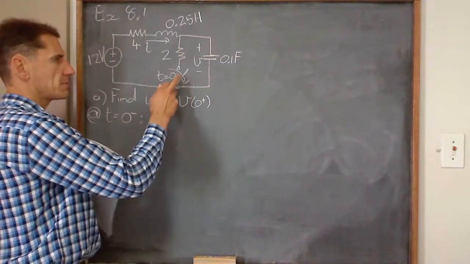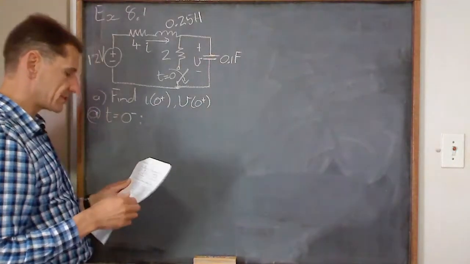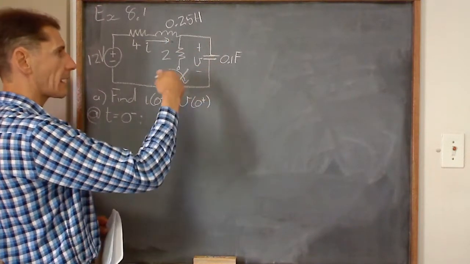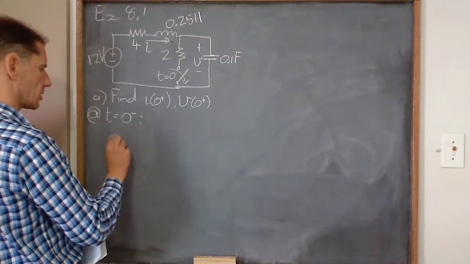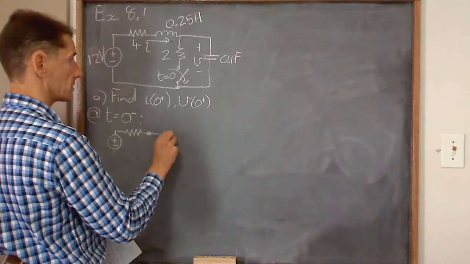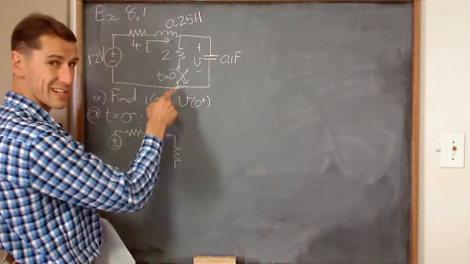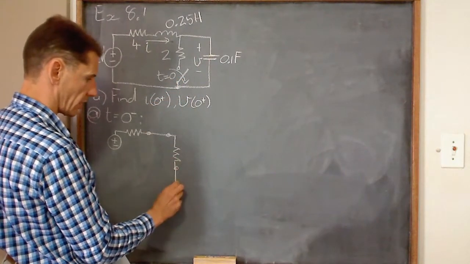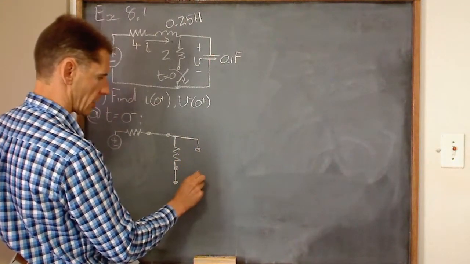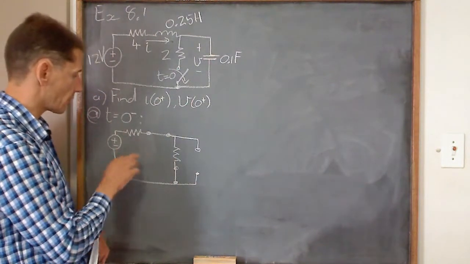What do we have? So just before that switch opens, we'll have a steady state. What happens in steady state? In steady state, an inductor becomes a short circuit and a capacitor becomes an open circuit. So then our circuit is going to look as follows. The resistor is there. The inductor is a short circuit. The resistor is there. The switch is still closed at time 0 minus. So I draw the switch closed. And the capacitor is an open circuit.